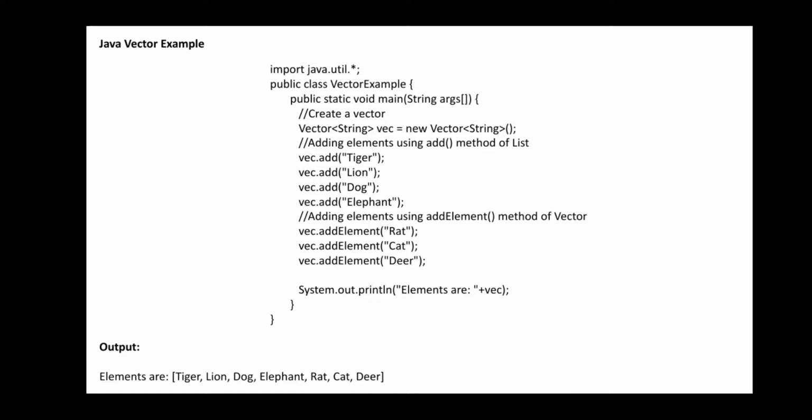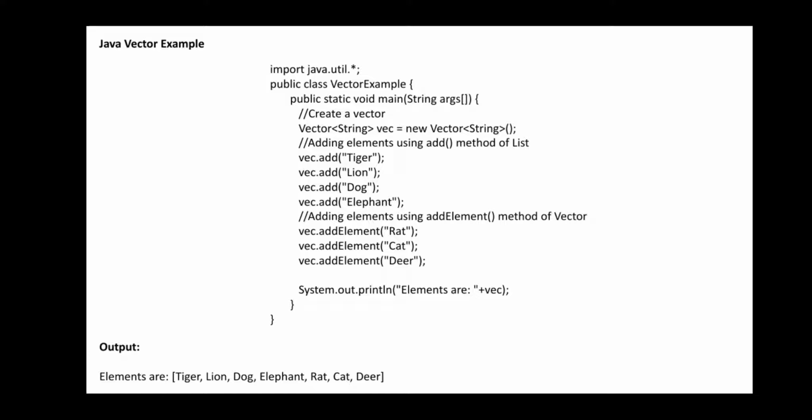If I want to delete any element, you can use vec.remove element with the element given in brackets, so that rat will be deleted. Then vec.remove element at position 3: 1, 2, 3, so dog will be removed. Next, vec.size. Now rat and dog are removed, so how many elements remain? Tiger, lion, elephant, cat and deer remain, displayed as 1, 2, 3, 4, 5 elements. 7 elements were entered, and you are left with only 5 because 2 elements were deleted.